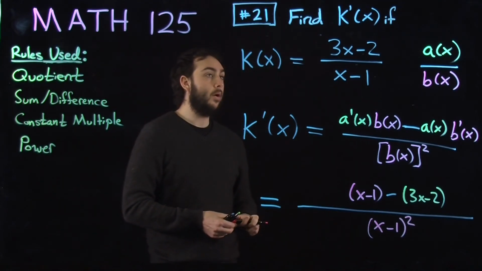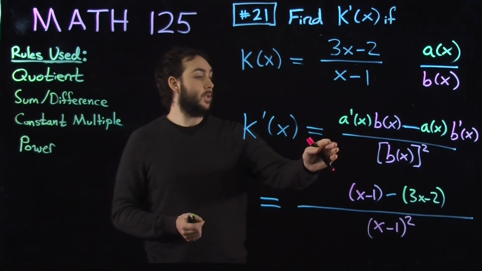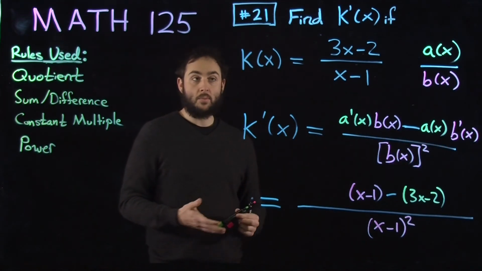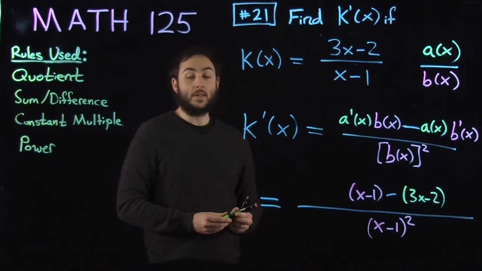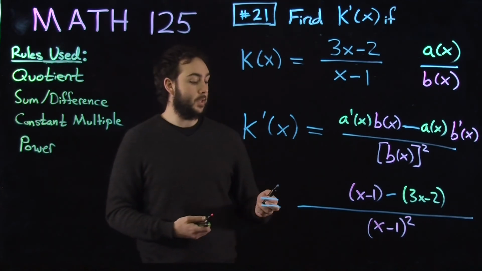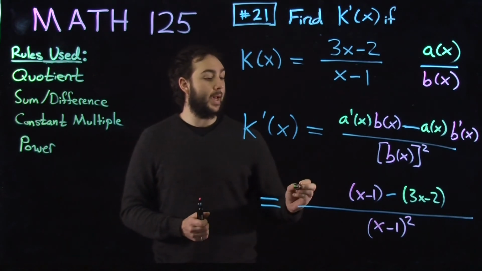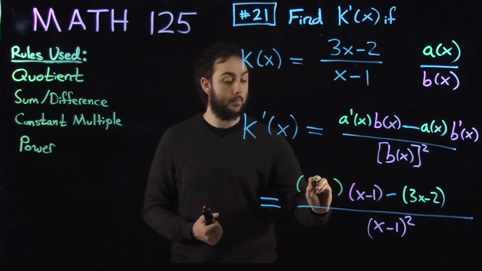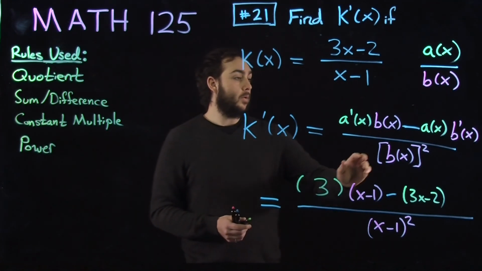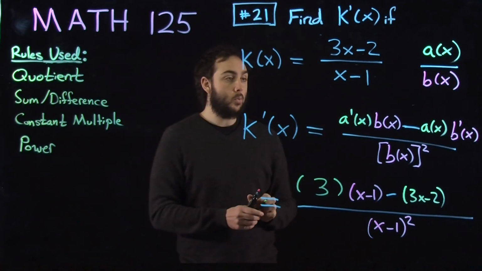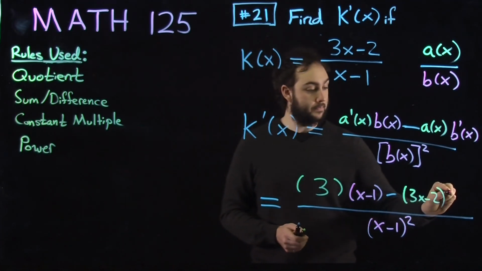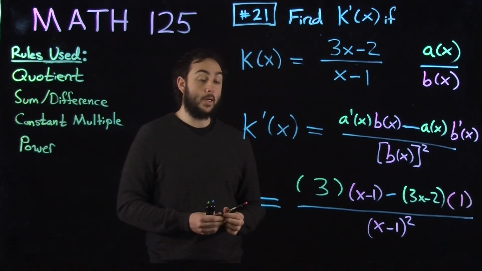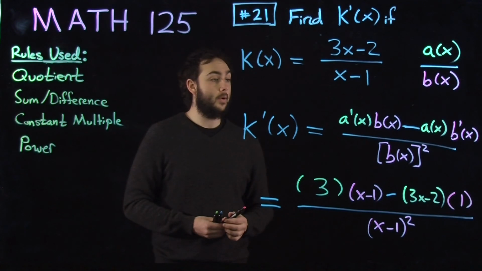So all we have to do now is compute a prime of x here and b prime of x here. Well, this is a simple application of the sum, difference, and power rules, right? We've seen this before. The derivative of 3x is 3, and the derivative of negative 2 is 0. And likewise, the derivative of x minus 1 is simply 1. So, this is the answer we obtain using the quotient rule, which is correct, and there is no need to simplify.